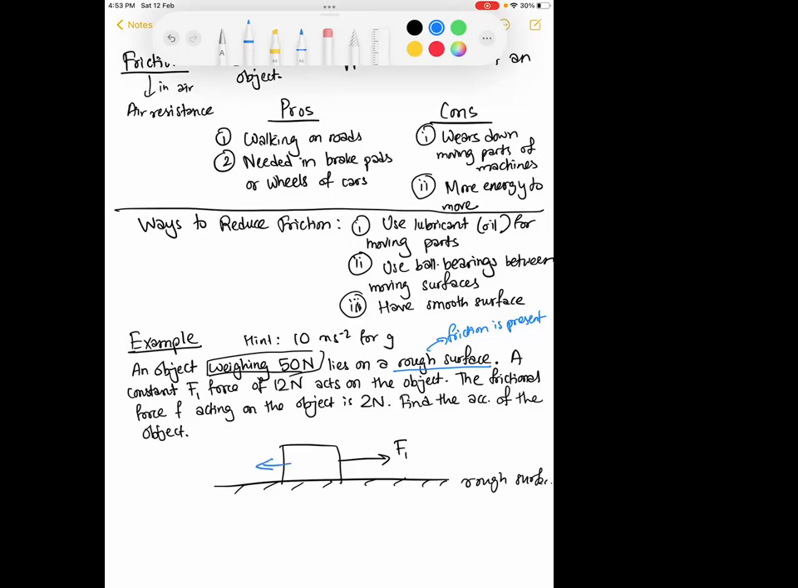So the friction, which is small f, is acting on the opposite side of F1. So F1 is what? 12 Newton. So this one is 12 Newton, and the friction is given as 2 Newton. And you also have to draw your weight, which is 50 Newton. Now from weight, we can find the mass. So that is 50 divided by 10.